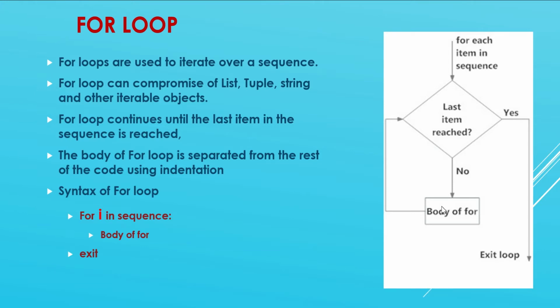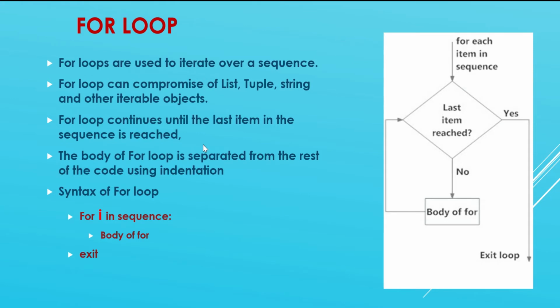So what happens in for loops? For loops are used to iterate over a sequence. For loops can be used with lists, tuples, strings, and other iterable objects. The for loop continues until the last item in the sequence is reached. We will discuss this further once we touch base on the flowchart again.